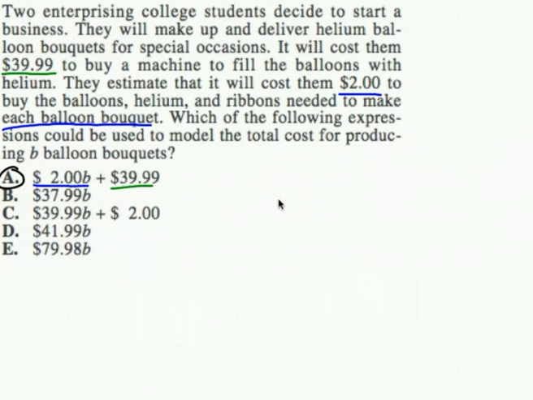So we previously talked about sunk cost, and sunk cost is cost that you have to pay no matter what, no matter how many things you make or do. In this case, $39.99 is how much it costs to get the machine for our balloons. And then it's going to cost $2 per balloon. When it's per balloon, you're going to multiply. That is $2 times B, so my answer is A. But the real giveaway here was the $39.99 on the end. As soon as I saw that, we knew what we wanted to answer.